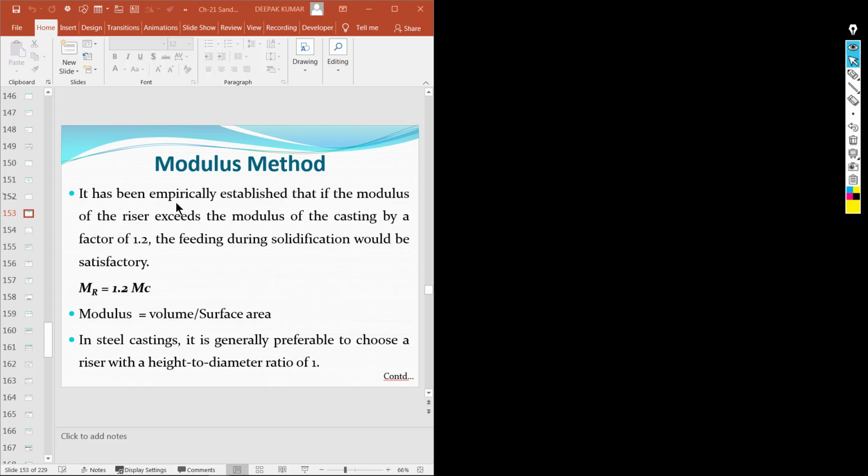Hi, so today I will be discussing the different methods of riser designing. So we were continuing riser designing. So in this there are four methods.